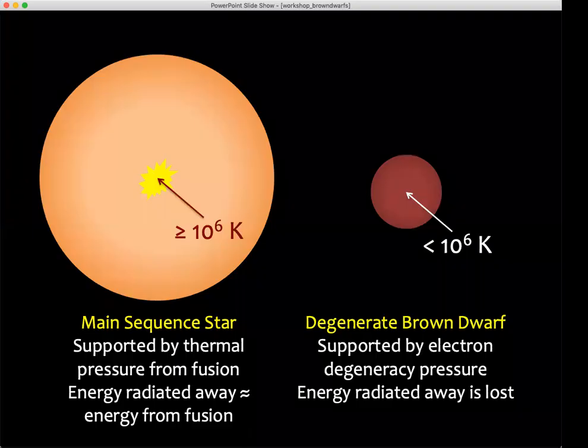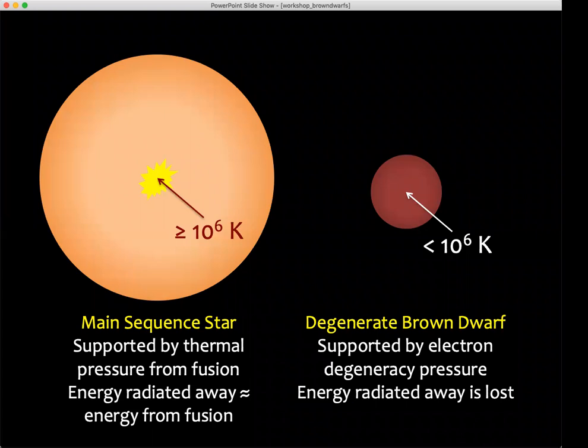All right, so this is kind of what this looks like, right? A normal star like the sun is going to be more than 3 million Kelvin at its core. It's supported by thermal pressure from fusion, and the energy that's radiated away is roughly equal to the energy that it gains from fusion. So it's in balance, both structurally and thermally.